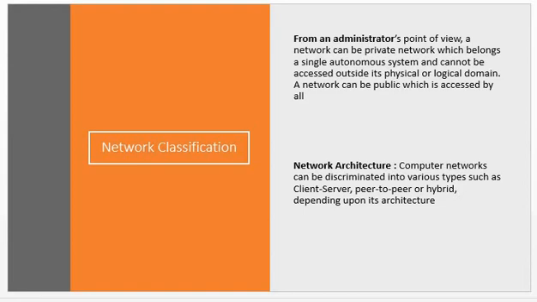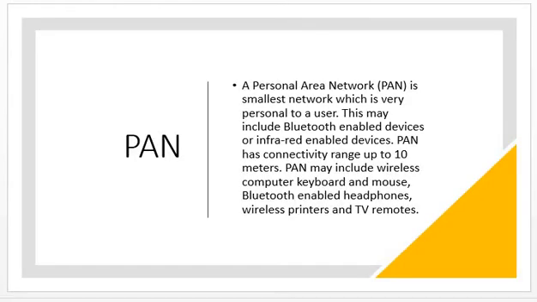Then lastly, we look at architecture. I won't dwell much on this. We talked about client-server architecture and peer-to-peer architecture in detail. So this is the other classification that we have. Now that we have talked about the four classifications that can be used to classify computer networks, let's talk about the networks that are there according to these classifications.